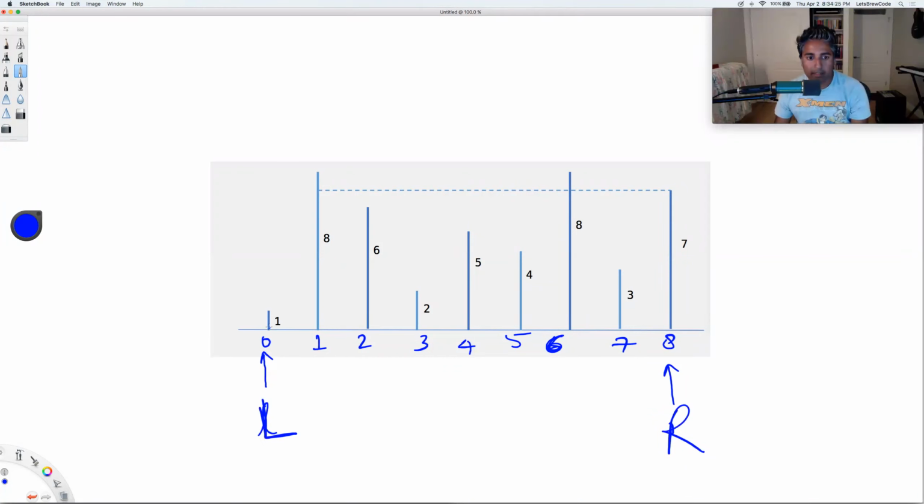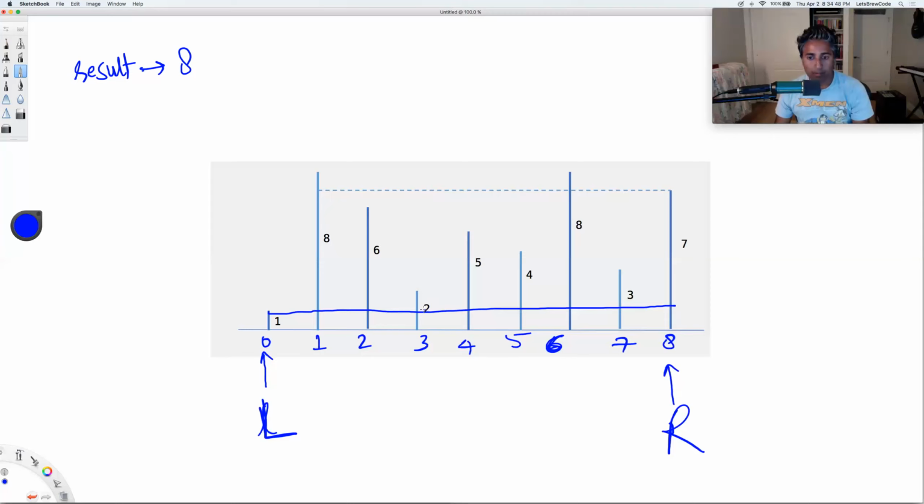Then with the biggest distance possible, we calculate the area. What is the area in this case? The area will be the minimum height, which is 1 in this case, multiplied by 8, which will be 8 square units. So let's say the result begins with 8 square units.